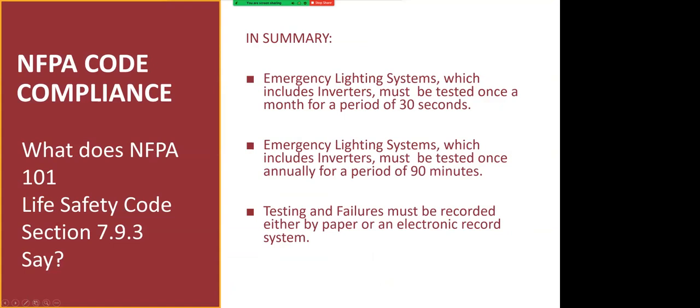So let's talk a little bit about code compliance. The reason I want to talk about code compliance is because it's directly related to the practice that happened in the past of always specifying battery operated fixtures. The NFPA 101 Life Safety Code, section 7.9, specifically deals with emergency lighting systems. An emergency lighting system is basically everything that is part of the emergency lighting system.